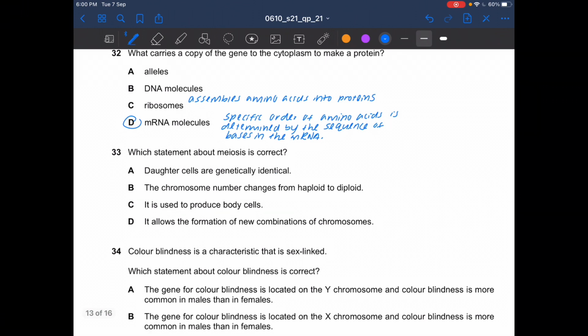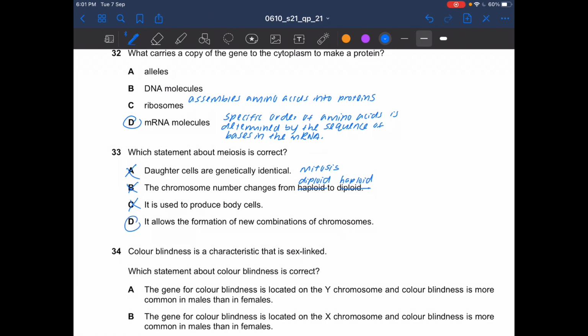Next question, which statement about meiosis is correct? A is incorrect. Daughter cells are not genetically identical. This is correct if it's mitosis. The chromosome number changes from haploid to diploid. That is also incorrect. It's actually from diploid to haploid. And C is also incorrect. The answer for question 33 would be D.